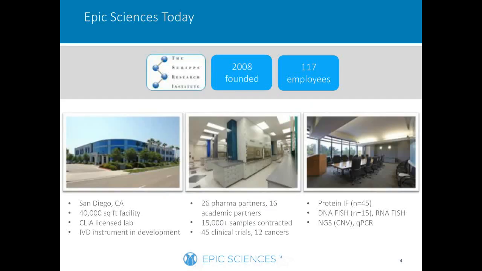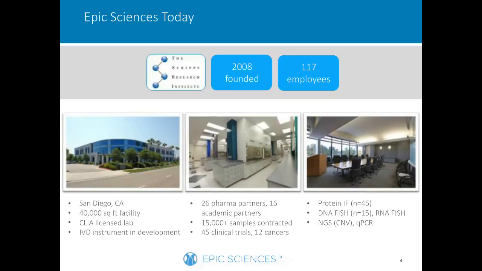So Epic was founded in 2008. It's a San Diego-based company. We're up to 117 employees now. Shown in the bottom left is a picture of our 40,000 square foot facility in San Diego. We have a fully licensed CLIA lab that we can use to run these assays in support of clinical trials. And we're in the process of developing IVD instrumentation for diagnostic purposes.